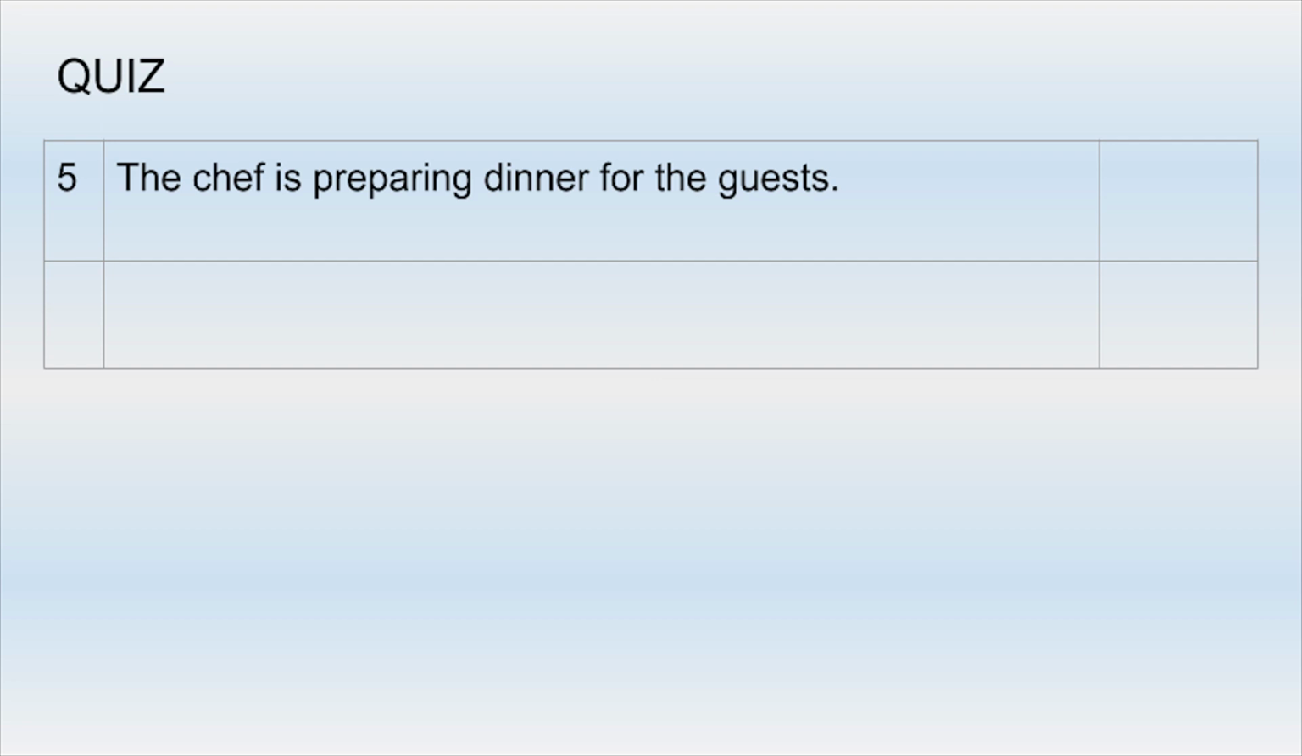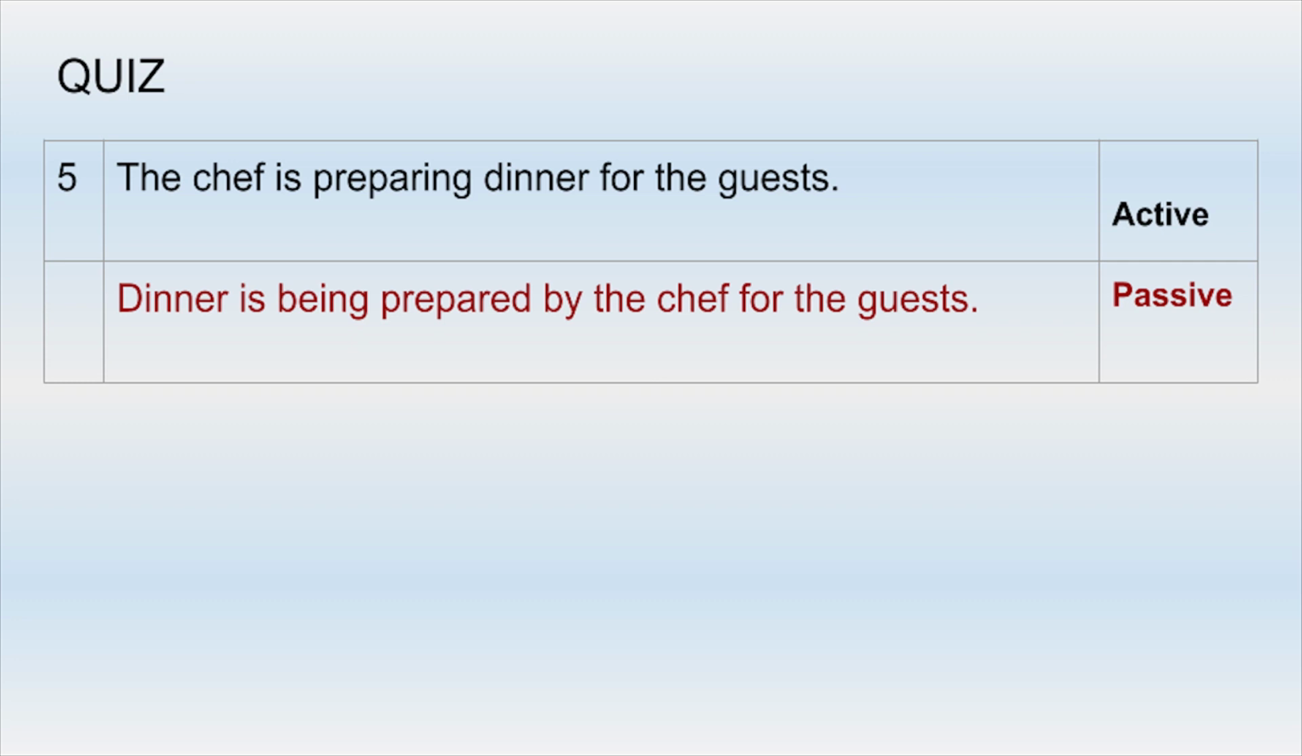And number 5, the chef is preparing dinner for the guests. This is in the active voice. Now, in the passive voice, dinner is being prepared by the chef for the guests.